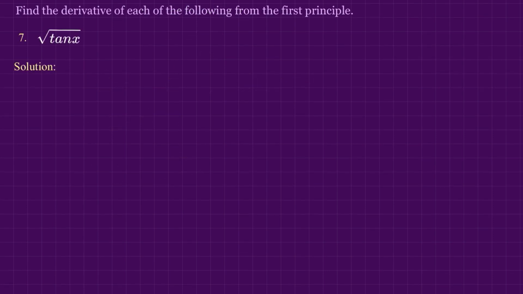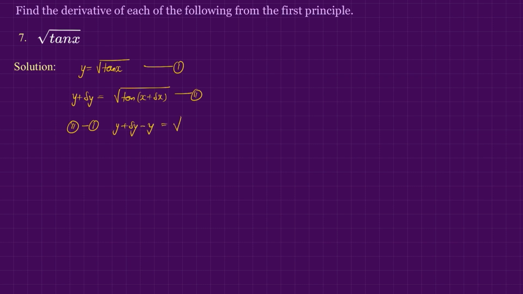Next we have the function root over tan x. So let y equals root over tan x. Then y plus delta y will be equal to root over tan of x plus delta x. So equation 1, equation 2. Subtract equation 1 from equation 2, then we will have y plus delta y minus y equals root over tan of x plus delta x minus root over tan x.